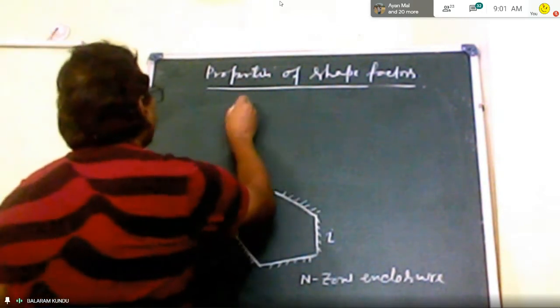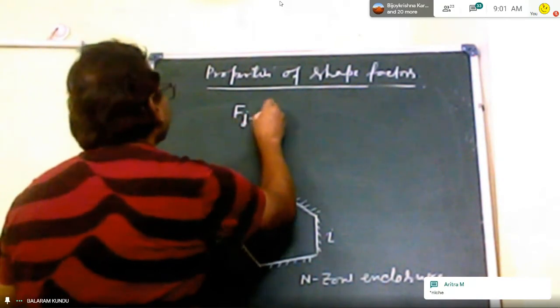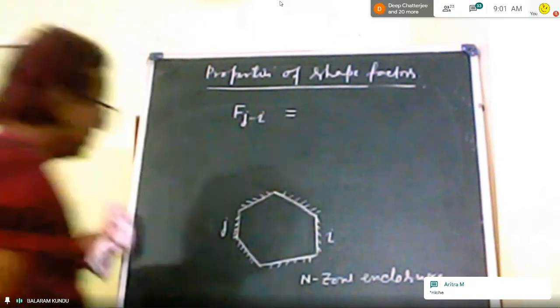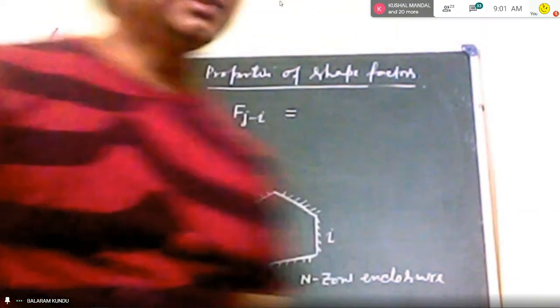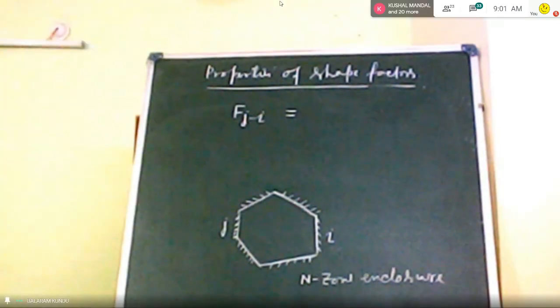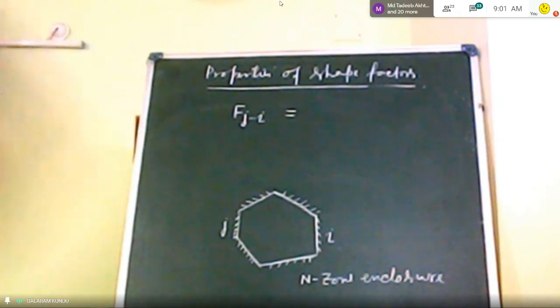now F of J to I, that is equal to the mathematical expression. It will be A I by A J into F I J. A means area, so we have to consider heat. Q should be considered.